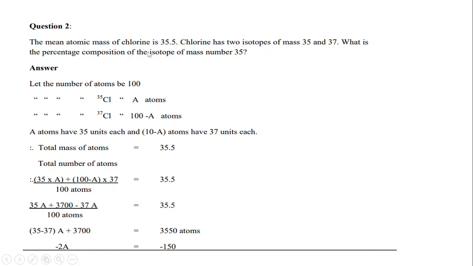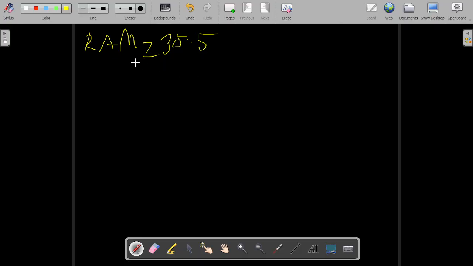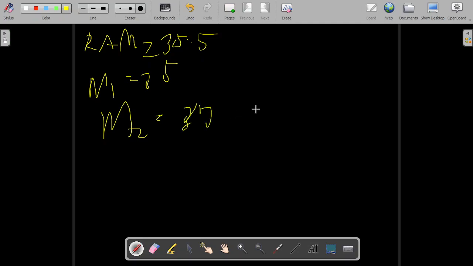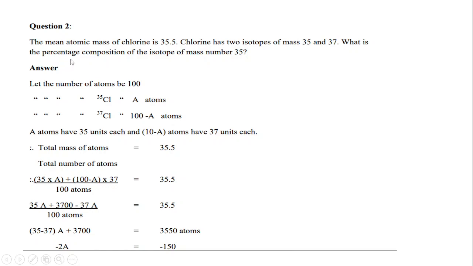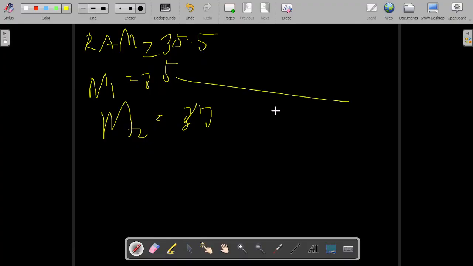And it stated that chlorine has two isotopes of mass 35 and 37. So we have the mass numbers as 35 and 37. Let me write that here. The mass number of the first is 35, and the mass number of the second is 37. What is the percentage composition of the isotope of mass number 35? So how do we determine it? We have to calculate the composition of the isotope of mass number 35.